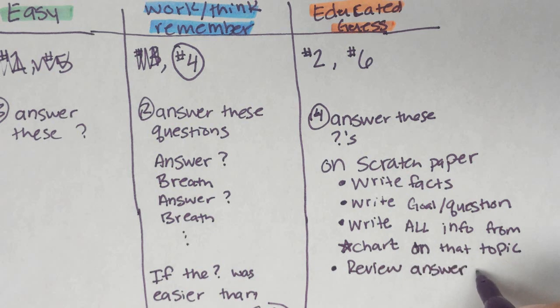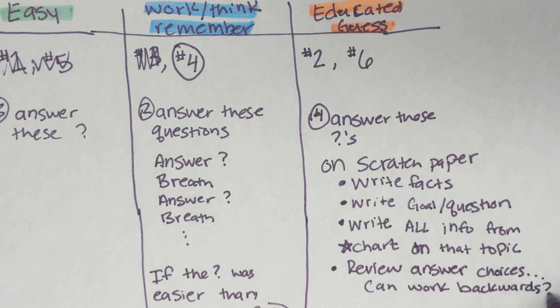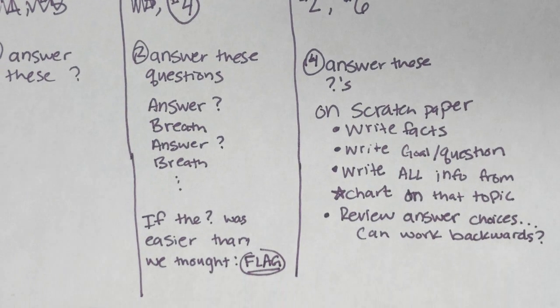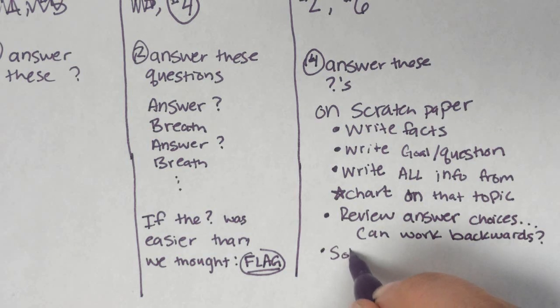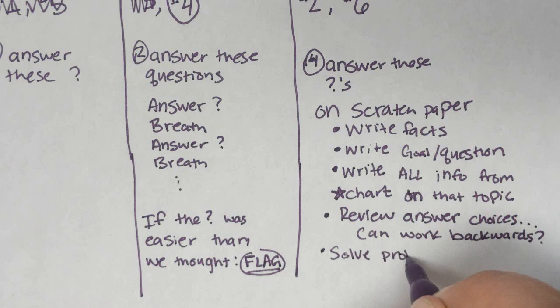Sometimes when we look at our answer choices, we realize we can actually work backwards. So can I work backwards? Is there a formula that I can just plug in? Is there an equation where I can just put answer choices into the equation and see if both sides are equal? All sorts of things like this. After that, then I can make an attempt to solve the problem.